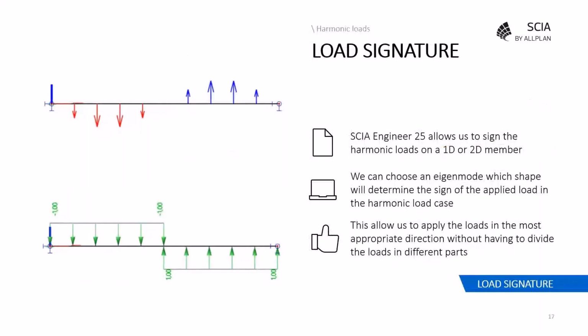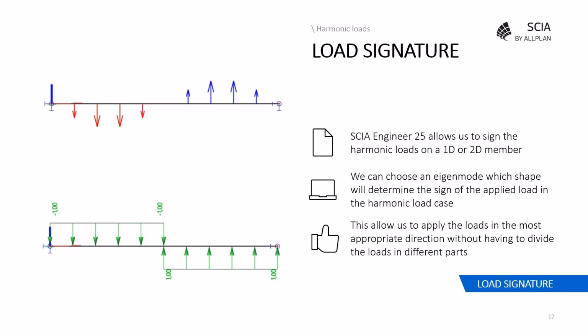The second new option is the possibility to sign the loads, the harmonic loads, of course, based on the eigenshape of a certain mode. And this is available for 1D and for 2D members. For example, if you look at the beam on the left side, you can see that an eigenshape gives a displacement downwards on the left side and upwards on the right side.